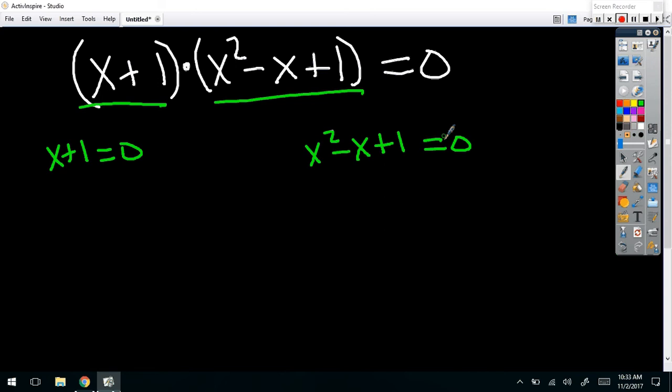Okay? This side is easy. I can subtract 1 and be done, right? But this side, you can't combine those x's. You have to put one across and then divide.